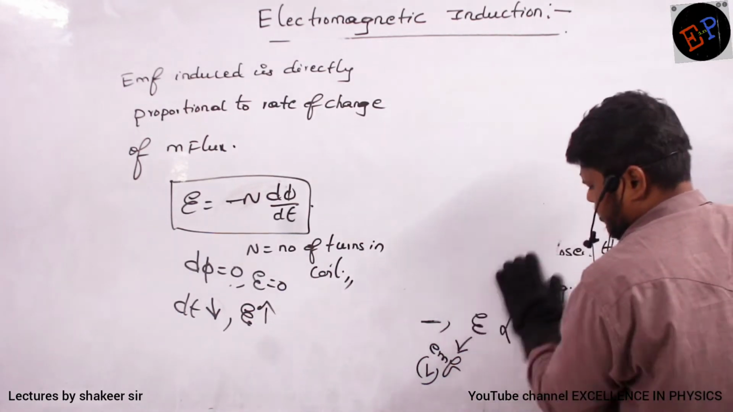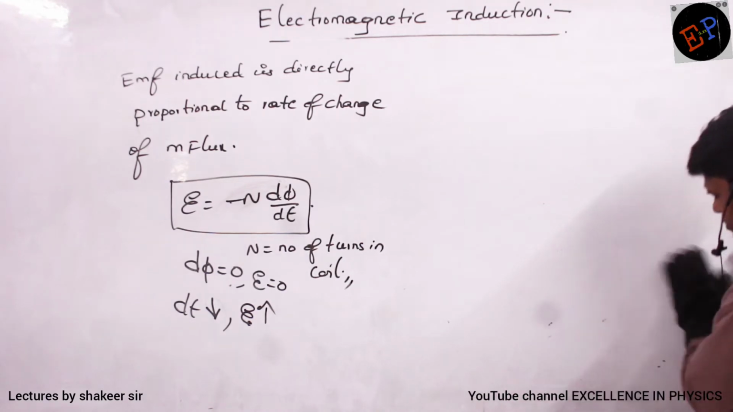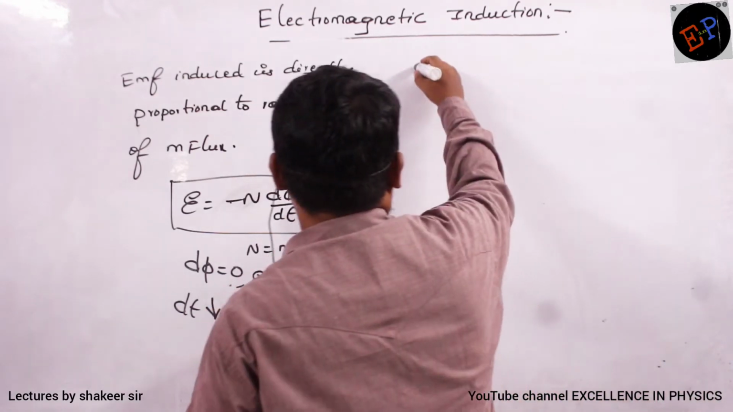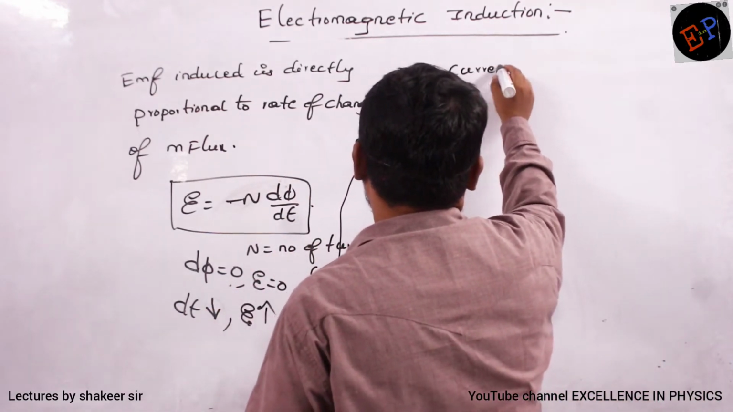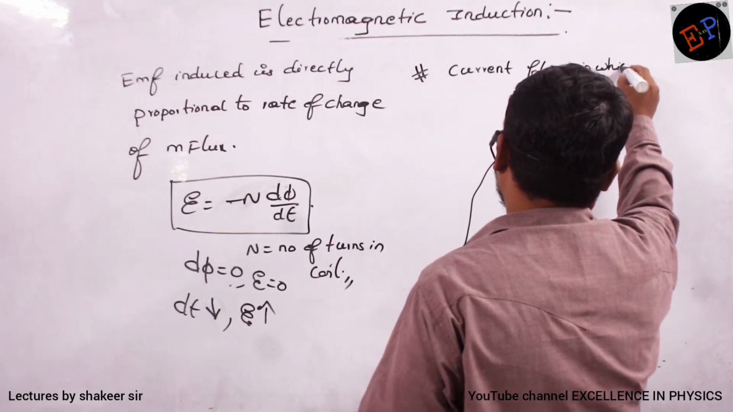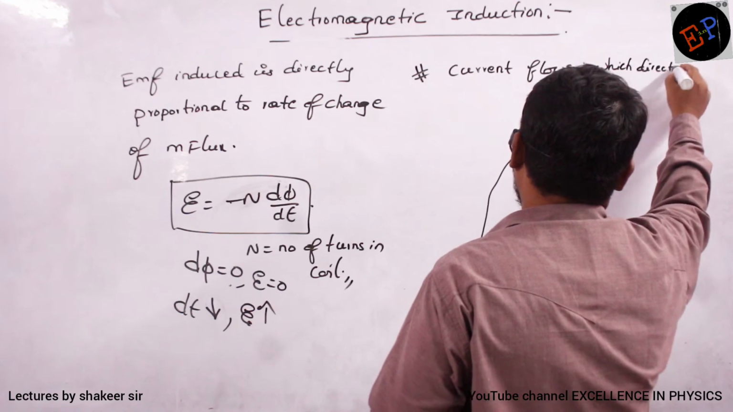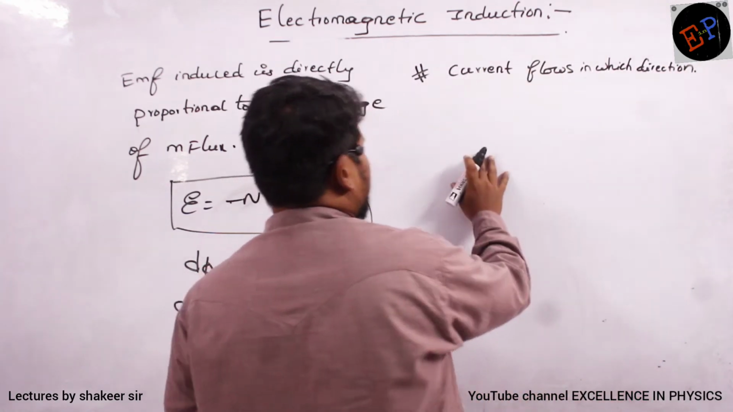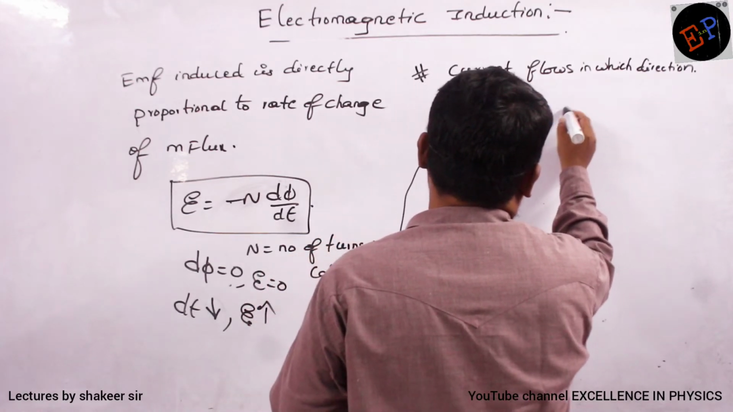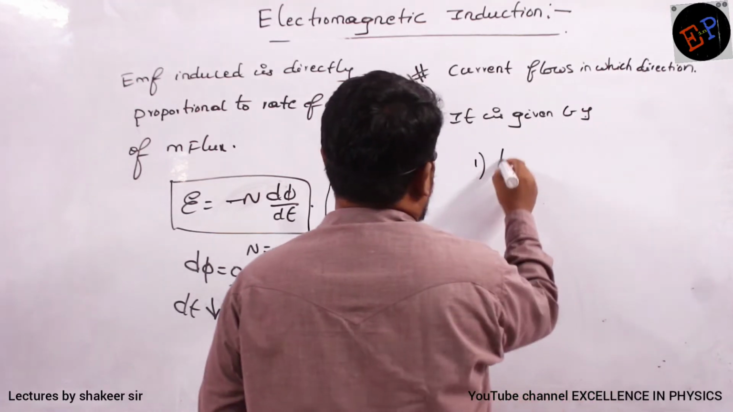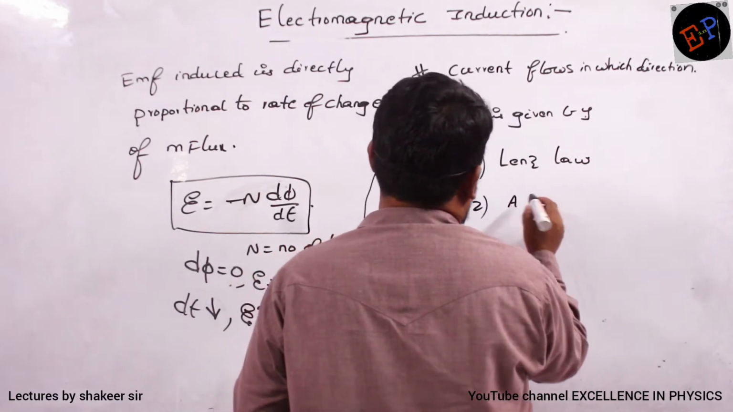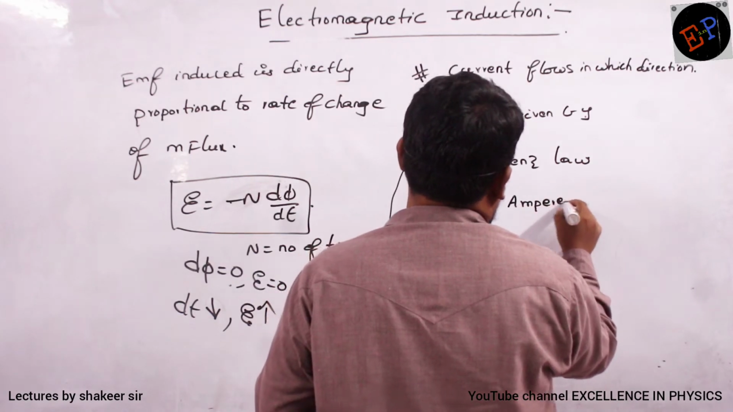Now after this, the question is that current flows in which direction? That is important. Current flows in which direction? It can be explained by two laws. First one is called Lenz law. Second one is called Fleming's right hand rule.